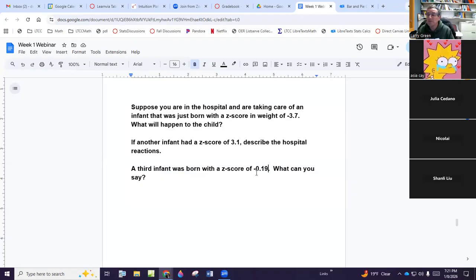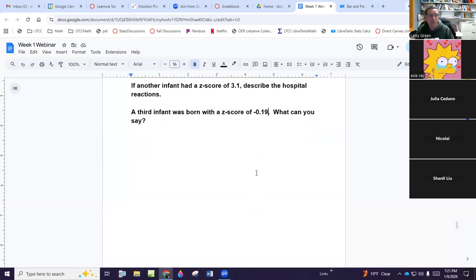Does that make sense? And you're probably not going to have to do anything that is extraordinary, as long as nothing else is going on with the baby. By the way, you wouldn't have to worry about it. Does that make sense? So this kind of helps you understand z-scores.